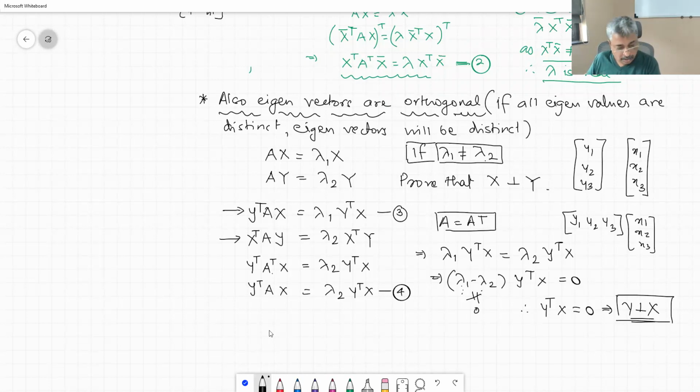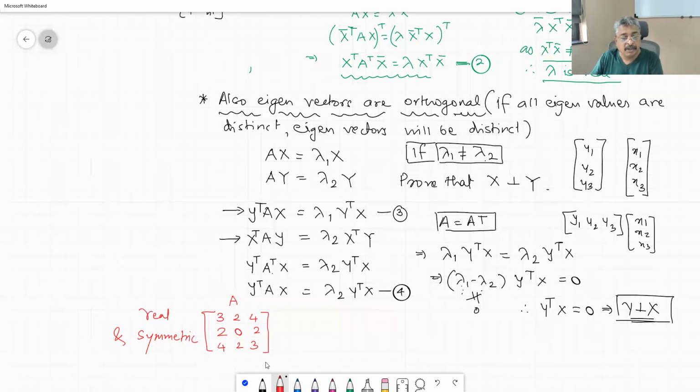Okay. So now I want you to find out the numerical: 3, 2, 4, 2, 0, 2, 4, 2, 3. This is our matrix A. It is real and symmetric. A, real and symmetric. So by the first part of the above theorem, the lambda values must be real, and we will produce eigenvectors, three eigenvectors, because this is 3 by 3.